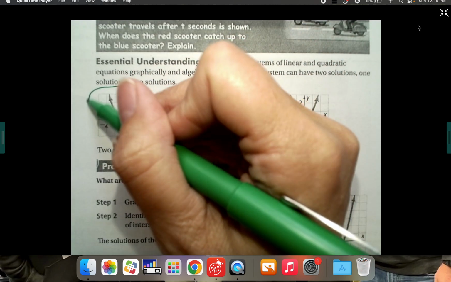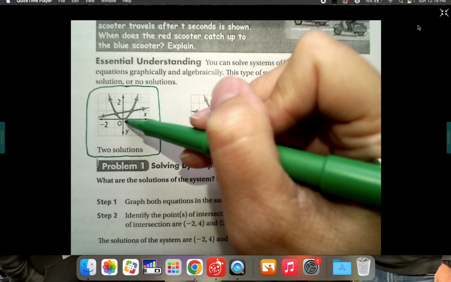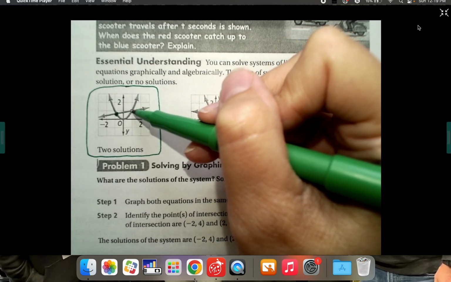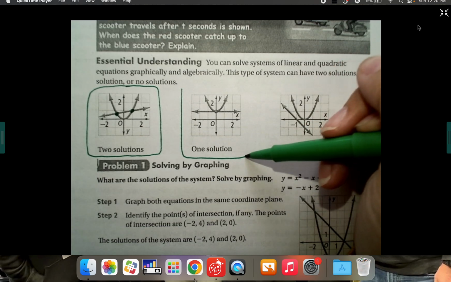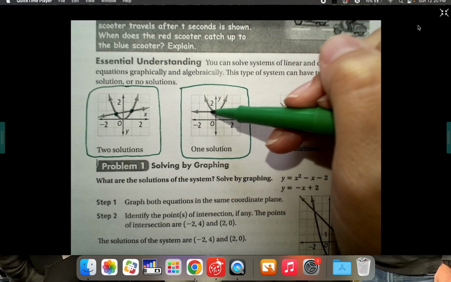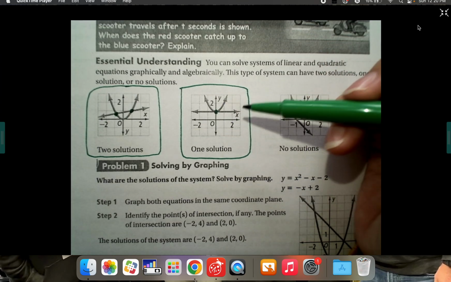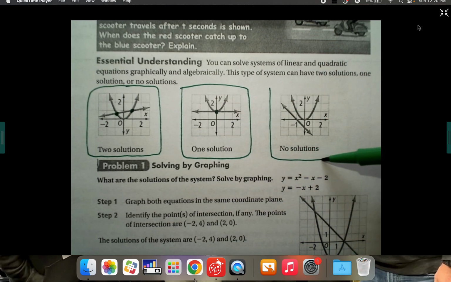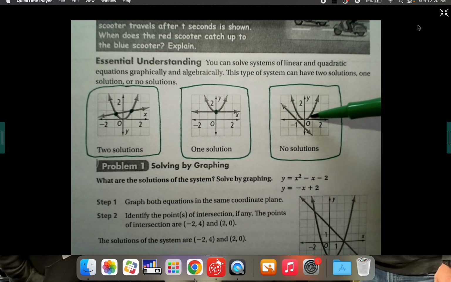If you're looking at a graph, a linear graph and a quadratic graph may have two solutions, meaning it intersects twice. It could have one solution, where the linear graph and the quadratic graph meet at just one spot. Or they could have no solutions. It could be a linear graph and a parabola that never intersect. In that case, there would be no solutions.